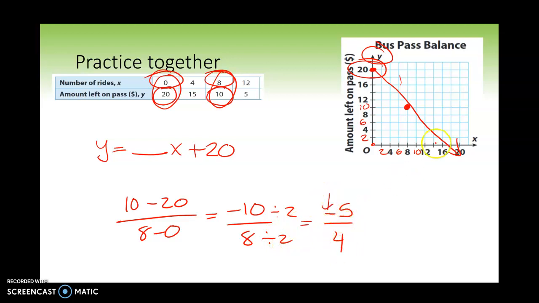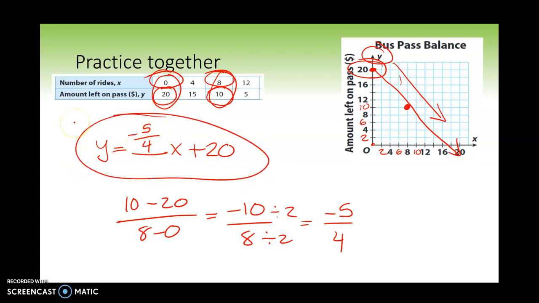This is a negative slope. My line is going downhill, so that's good. That means I did it right. So I have negative 5 over 4, and we're done. Let's do one more.